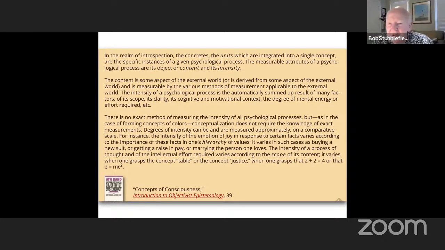Give us a gist. Previously, we learned about units and attributes with respect to things out there. Now she's saying, let's talk about how we get units and what the attributes of units are when we talk about concepts of consciousness. That is, things in here as opposed to things out there. So that's where we are now.